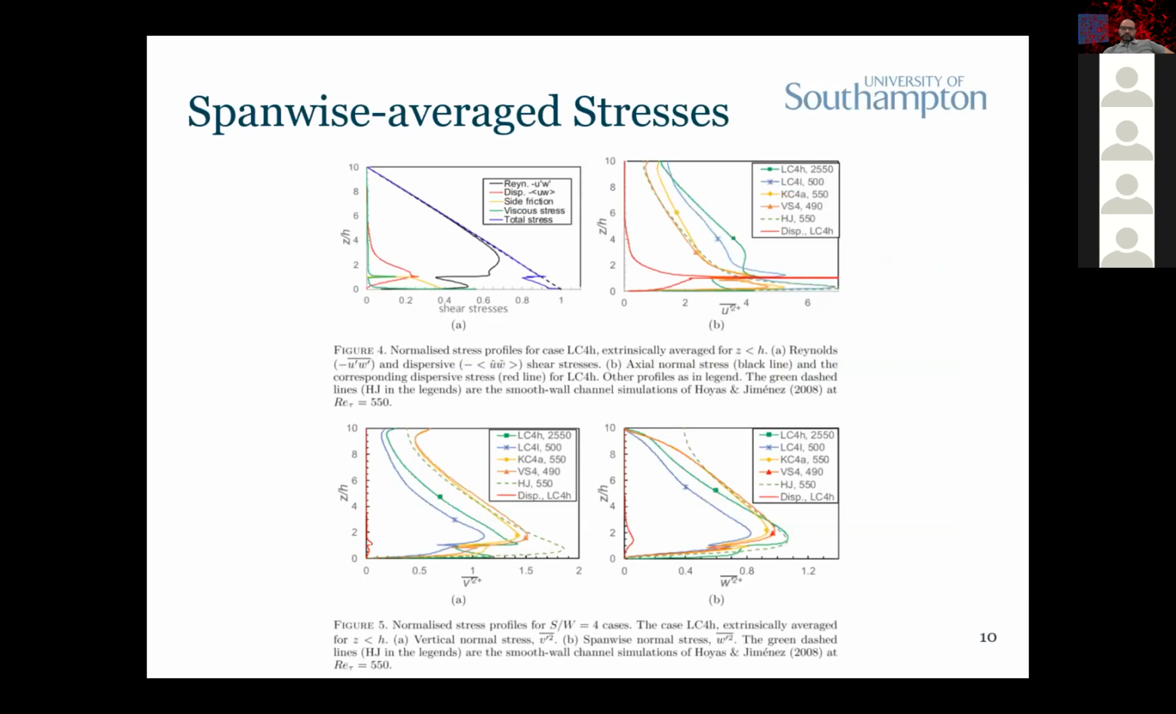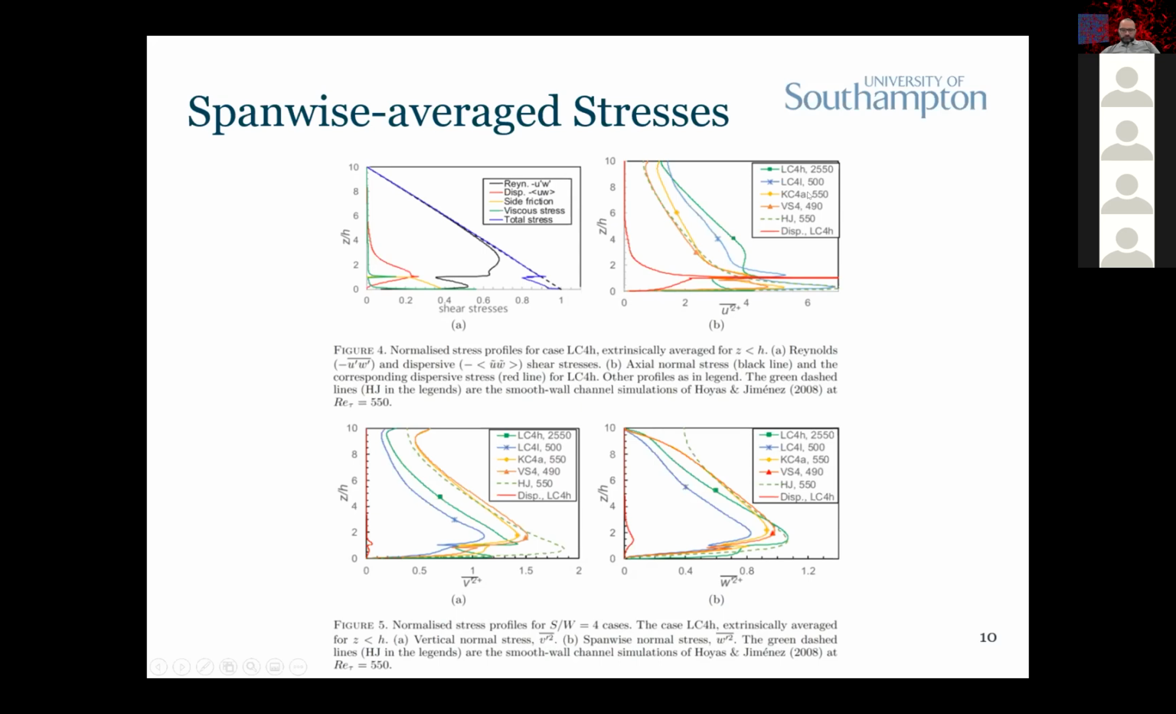So, looking at the spanwise average stresses, you're looking at various cases here. This is the axial normal stress. This is, sorry, this is spanwise, this is vertical. Apart from the very high Reynolds number case denoted by green curves, most of them are in good agreement in terms of the trend there, because they are in the region of Re tau 500.